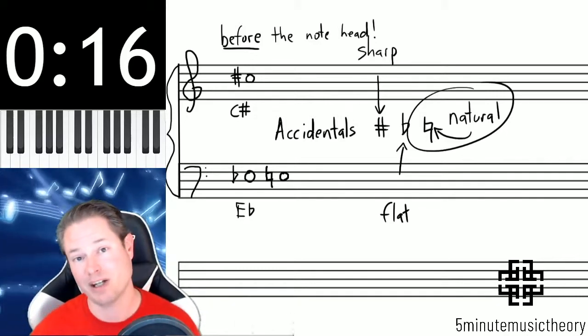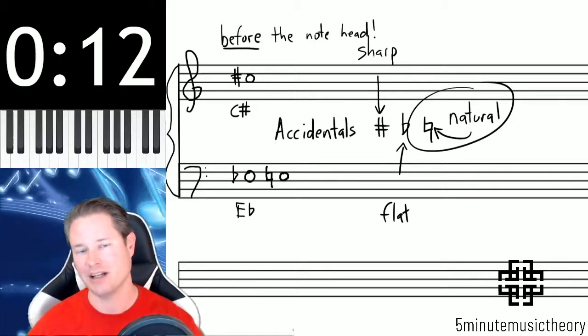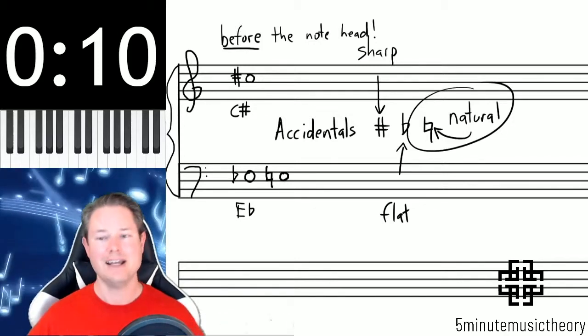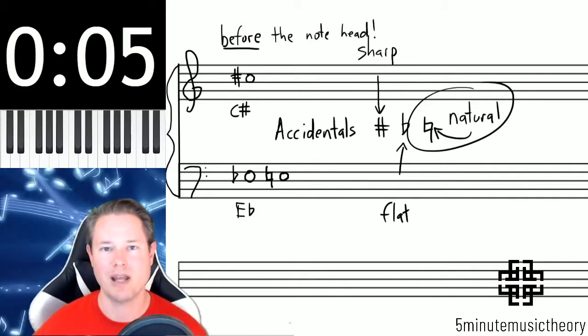A sharp raises the pitch by a half step, a flat lowers the pitch by a half step. The natural cancels out any other previously written accidentals. That's the basic idea behind it. Check out the next video when referring to the piano keyboard.